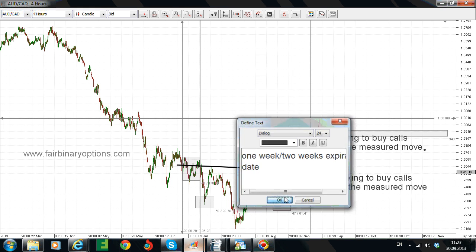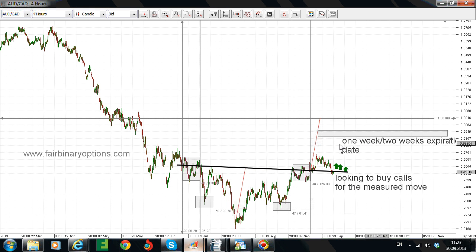Now here on fairbinaryoptions.com we have a lot of brokers that we recommend, so you have different expiration dates and different assets to trade. Our recommendation here is to go on the Australian dollar Canadian dollar, and based on this inverse head and shoulder, which is a reversal pattern by the way, to engage in buying calls after that series of lower highs is broken.